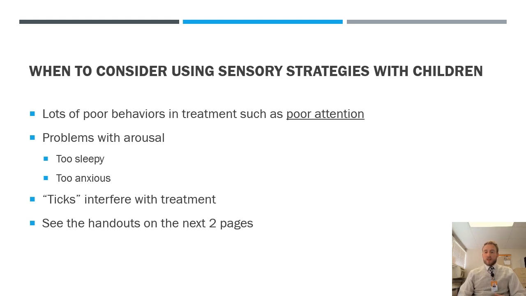So, sensory approaches to treatment can be useful when you're dealing with poor behaviors. And this can include things like crying or tantrums, or even something as simple as just really bad attention. It can also be effective when working with patients that have poor arousal. So, if someone's too sleepy, they're under aroused, or maybe they're really anxious, so they're over aroused. These kinds of techniques can be used in adults and children to moderate some of those sensory responses that are out of whack and improve participation.